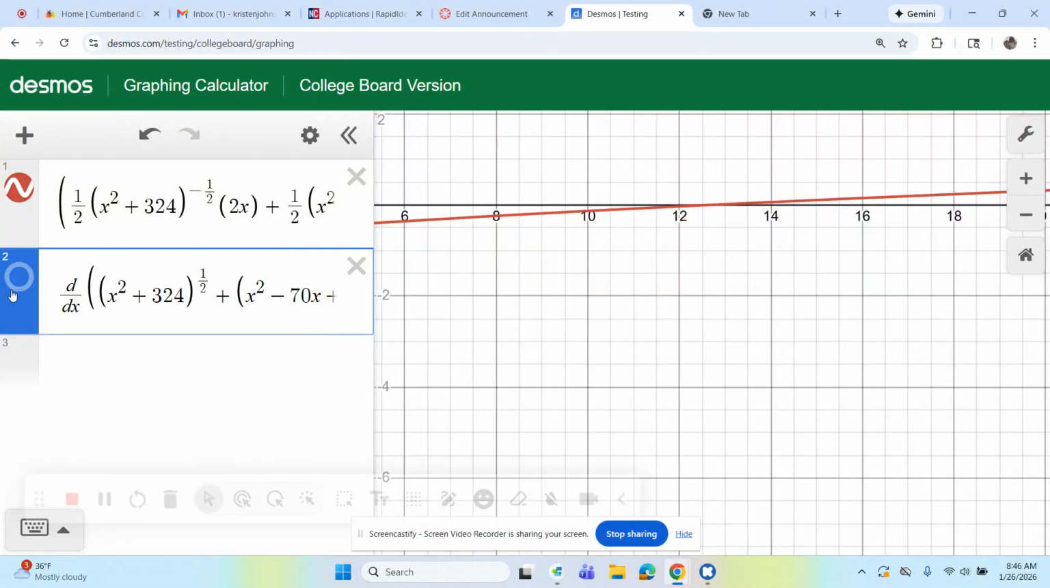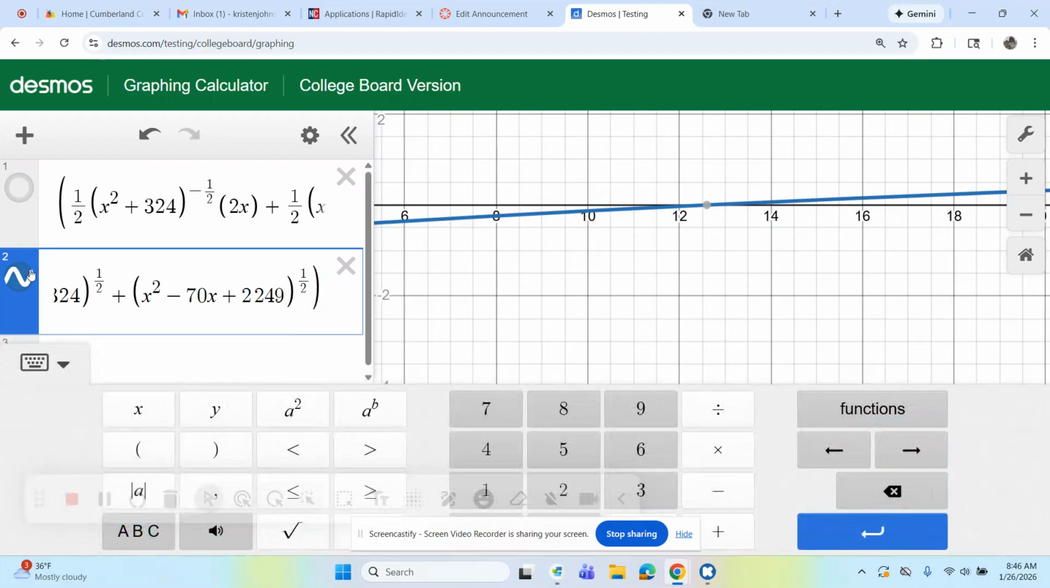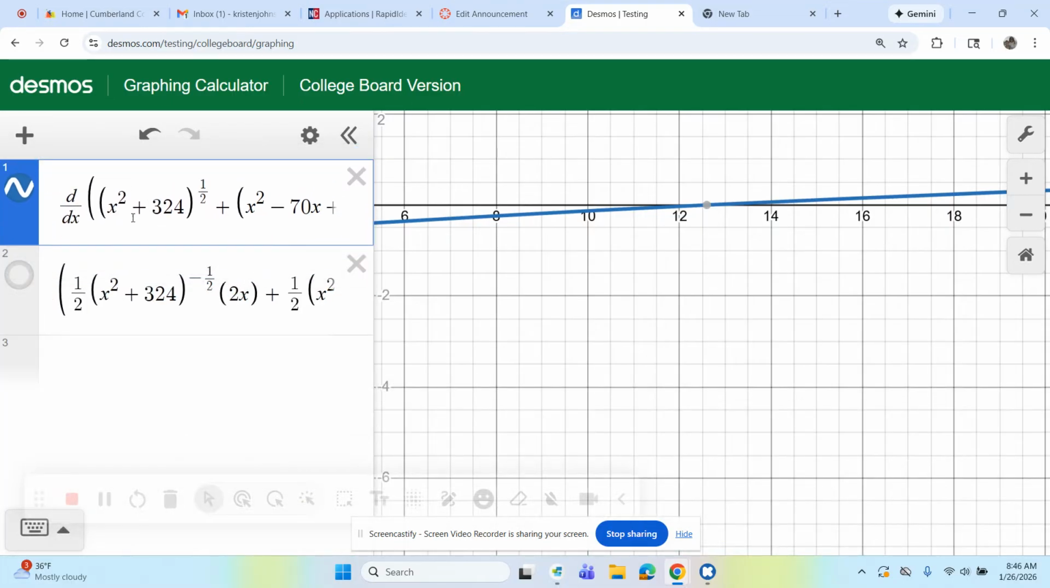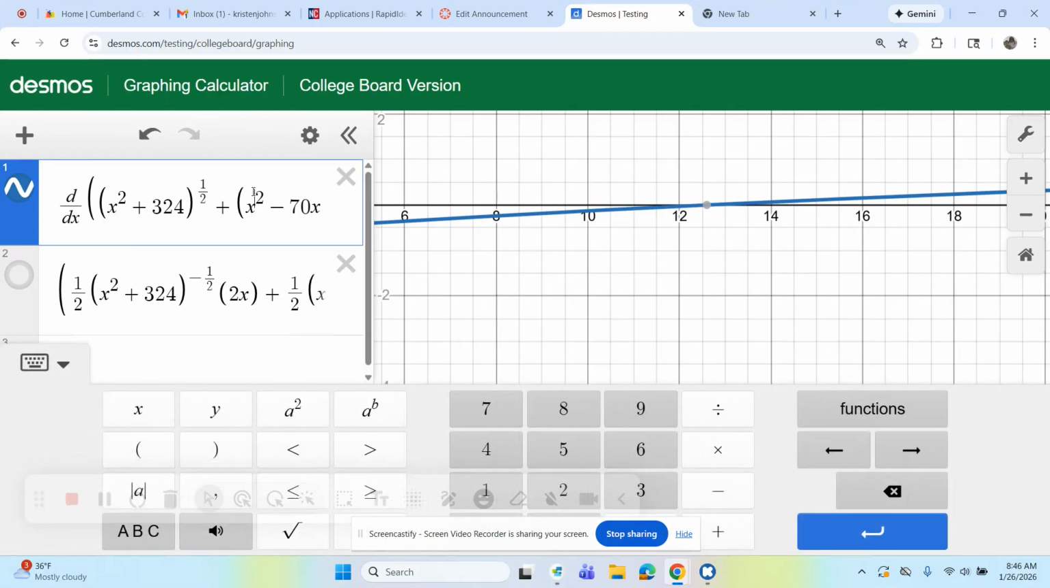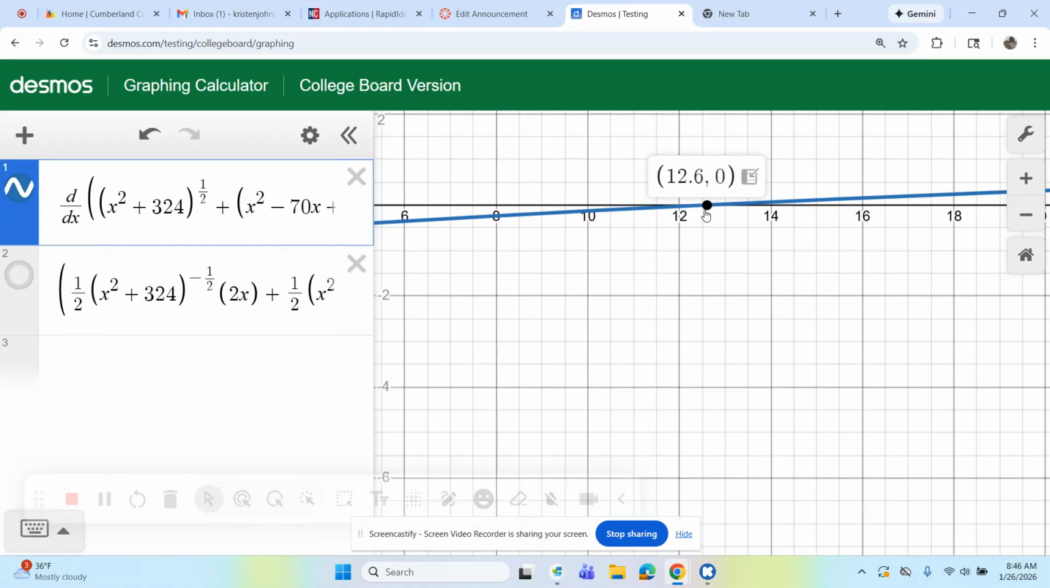Turn the top off, the bottom. We'll do this one first. This is just what I had on my paper: x squared plus 324 to the 1/2 plus x squared minus 70x plus 2249 also to the 1/2, if you go down here and look. Then I literally just took the derivative of all of that. We want to know where the derivative equals 0. So that does cross right here at 12.6.